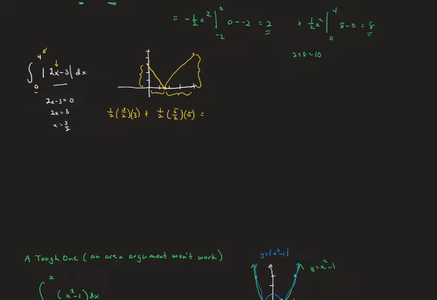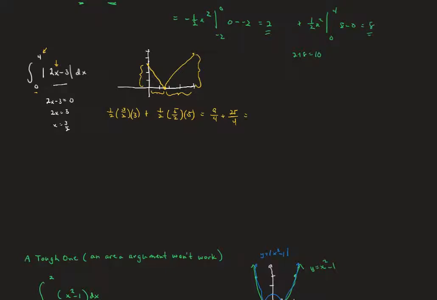So that looks like we're going to get 3 times 3 is 9, 2 times 2 is 4, so we have 9/4 from that first triangle, and that's to the left of the vertex, and then 5 times 5 is 25, the 2 times 2 in the denominator is 4, that's going to be the area of that triangle to the right of the vertex.